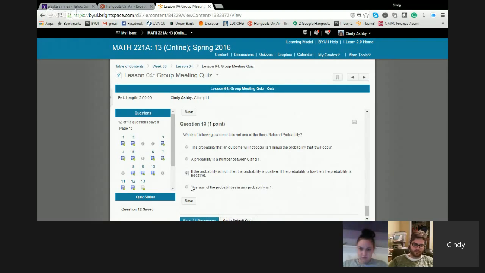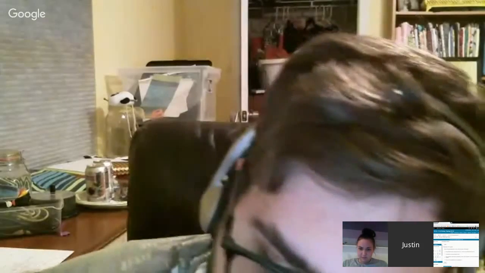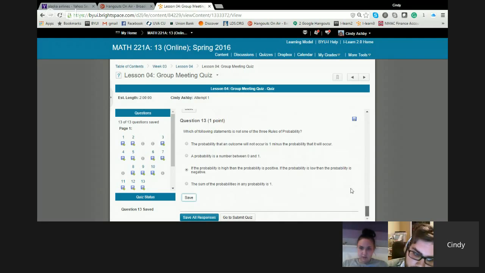Which of the following statements is not one of the 3 rules of probability? The probability that an outcome will not occur is 1 minus the probability that it will occur. That is true. A probability is a number between 0 and 1. Also true. If the probability is high, then the probability is positive. If the probability is low, then the probability is negative. That is not true, because you can't have a negative probability. Right. And the last one is true. All right, that's it. Let's see how we did.